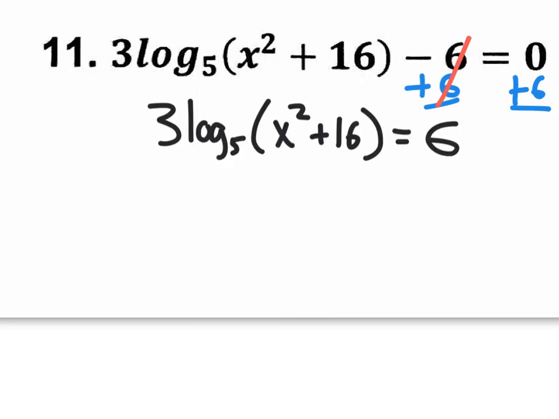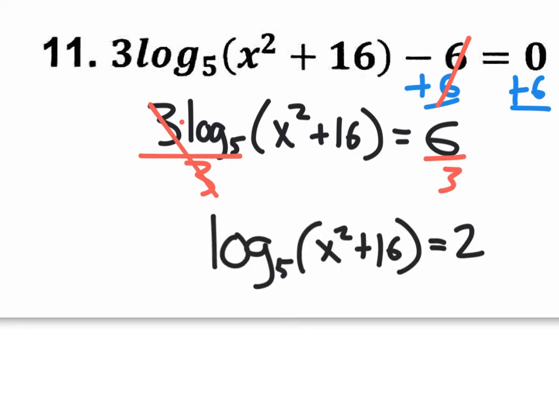And now, after that, you might be thinking of the power property to move this 3 up here to be a power, but that would be crazy, that binomial to the power of 3. Why not get rid of the multiplication of 3 by dividing both sides by 3? That'll cancel out, that'll cancel out. You're going to have a nicer equation that says log base 5 of x squared plus 16 equals 2.